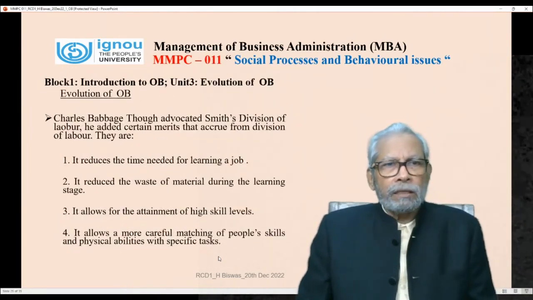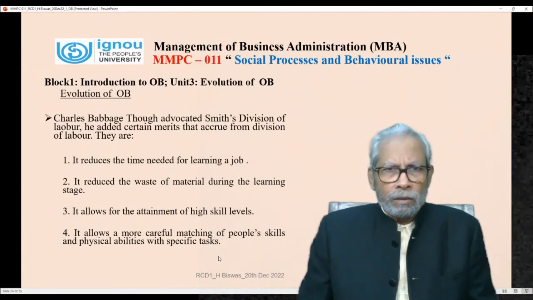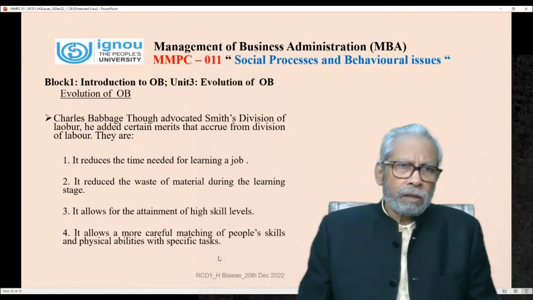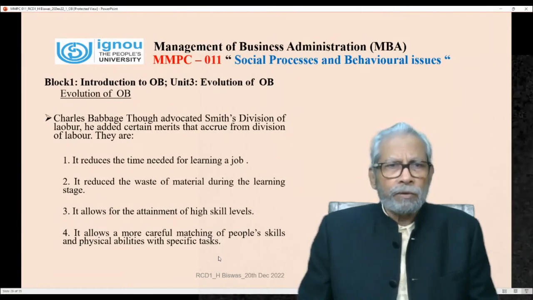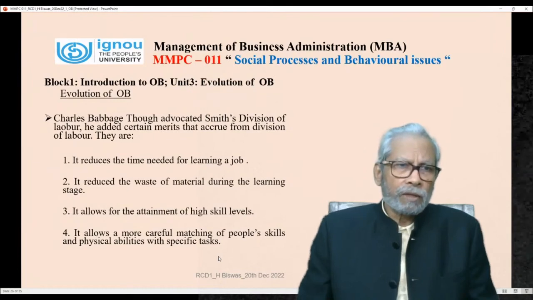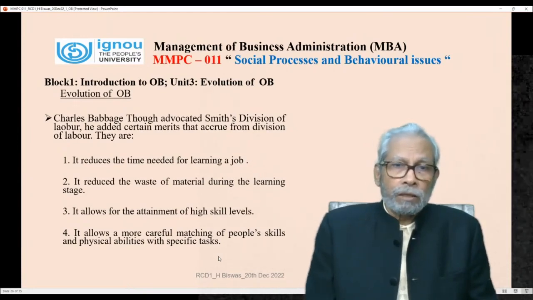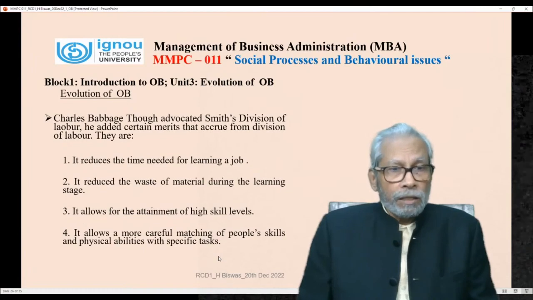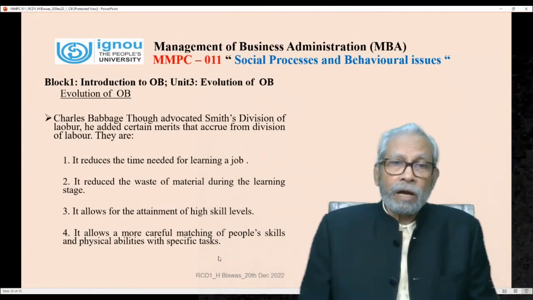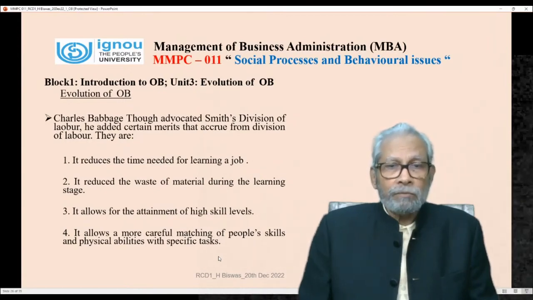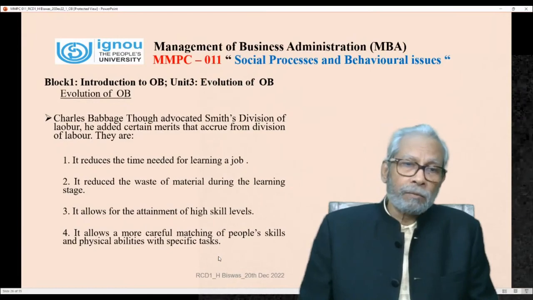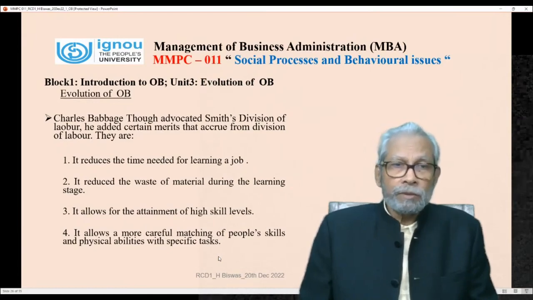So now Charles Babbage advocated Adam Smith's division of labor, and certain merits. It reduces the time needed for learning a job. It reduces the waste of material during the learning stage. And it allows the attainment of a high skill level. It allows a more careful matching of people's skills and physical ability to specific tasks.